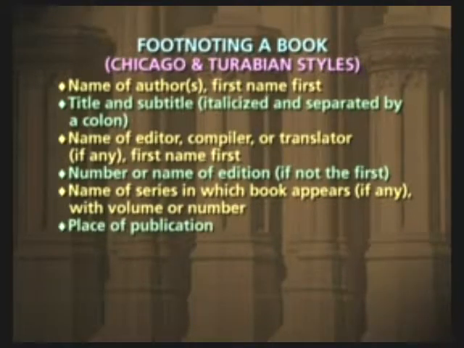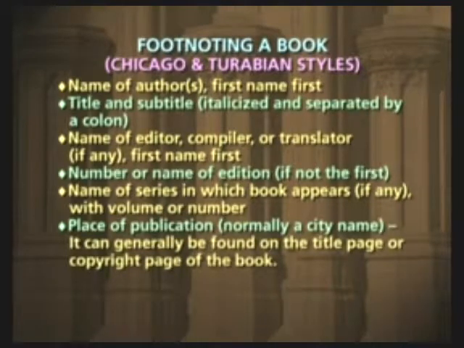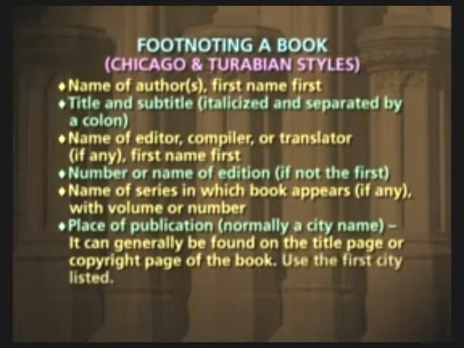Next, the place of publication. This is normally a city name. It can generally be found on the title page of the book. Otherwise, it might appear on the copyright page, which is the reverse of the title page. If more than one city is listed, just use the first city listed. In most cases, the city name can stand alone.